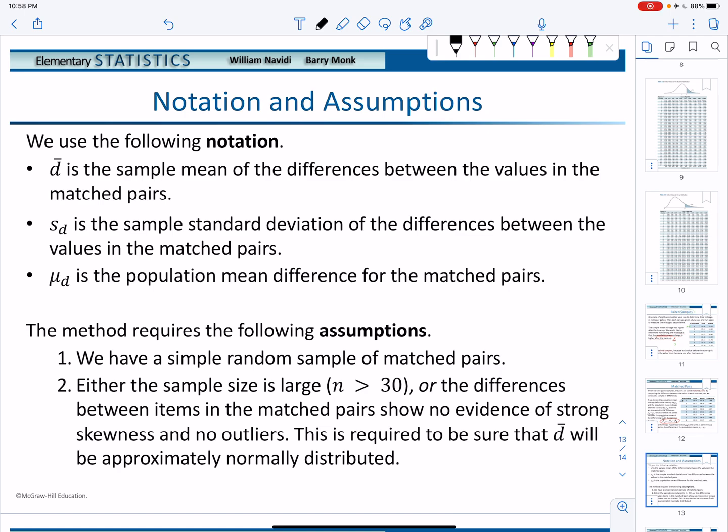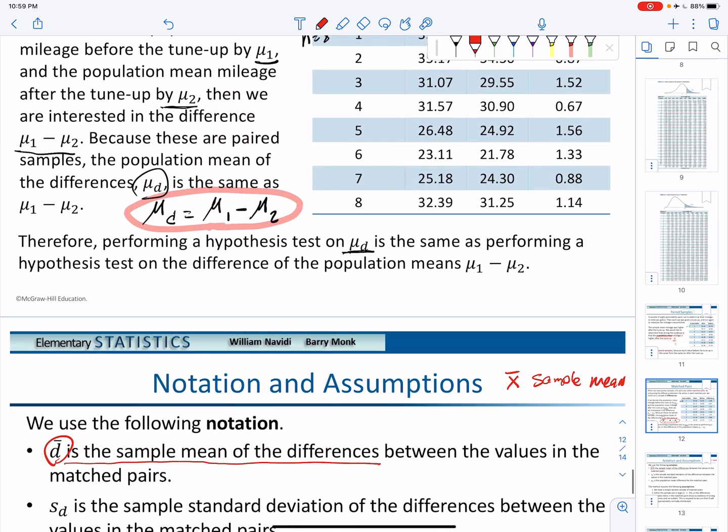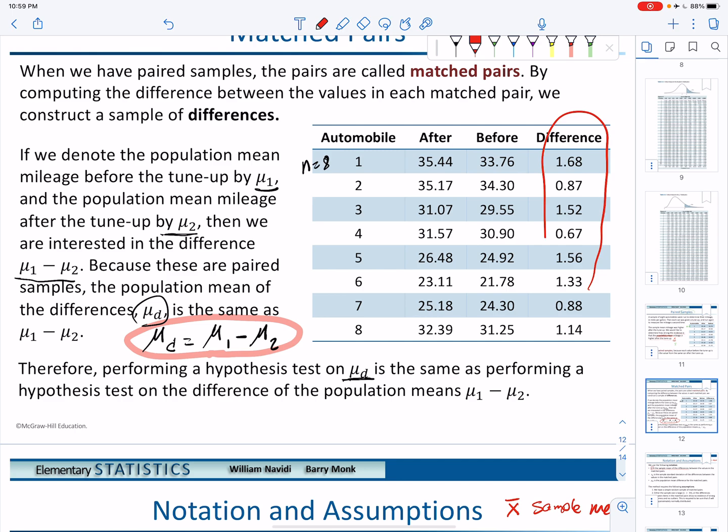So d bar is now the sample mean of the differences between the values of the matched pairs. Remember, in the past x bar was our sample mean. You sample a bunch of people or whatever, and then you find the mean, add them all up, divide by the number of samples, and we've got our sample mean. That's the same thing as d bar right here. It's just that it's the sample mean for the differences.